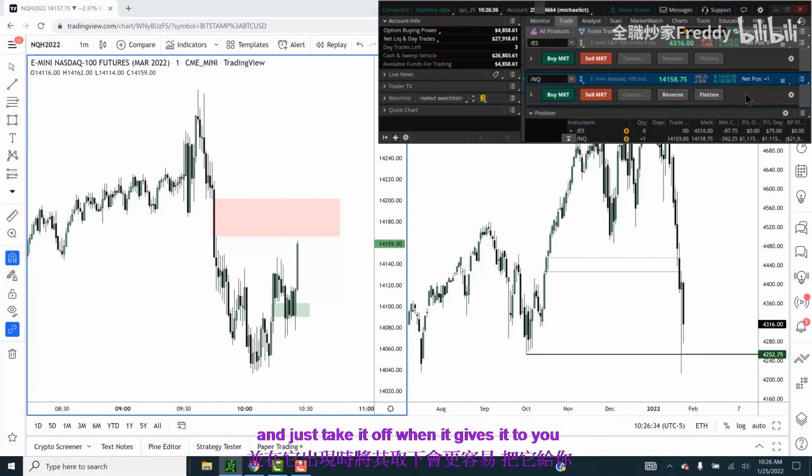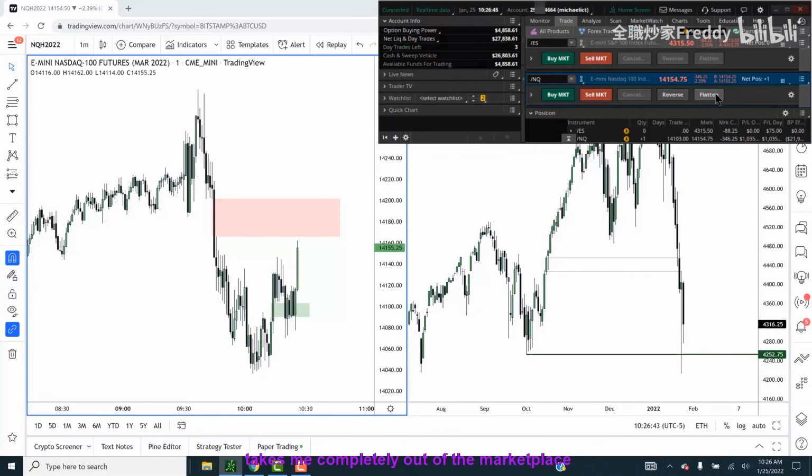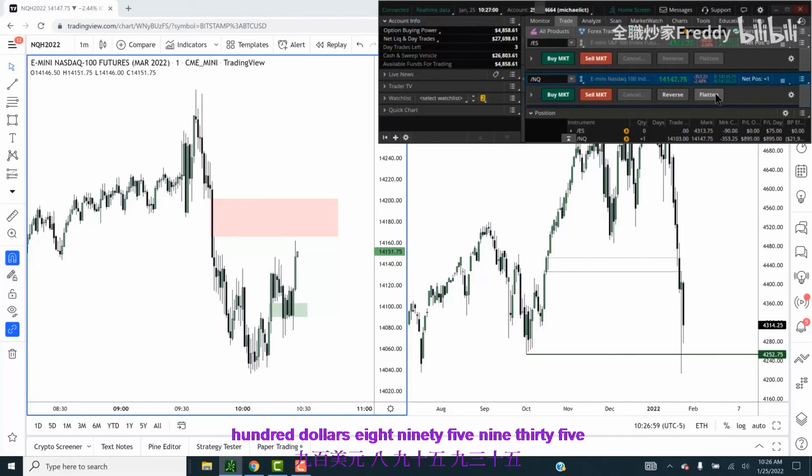It's easier just to let it trade to the low end and just take it off when it gives it to you. I have my trigger on the flatten button, so it cancels every order, takes me completely out of the marketplace. As soon as it touches the low end of that rectangle, I'll collapse the trade. And right now I'm up almost $900, $895, $935, $925.